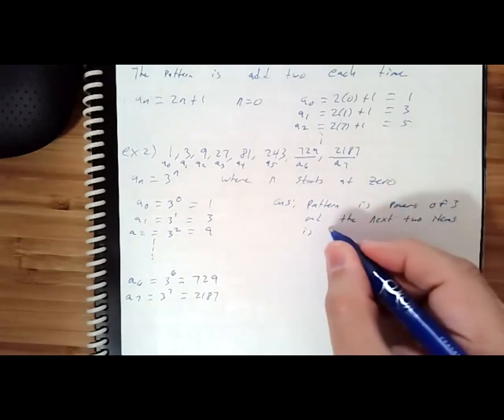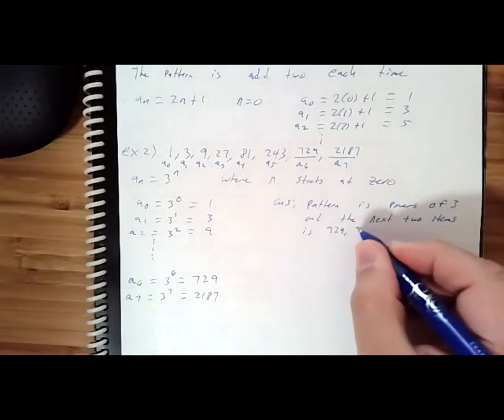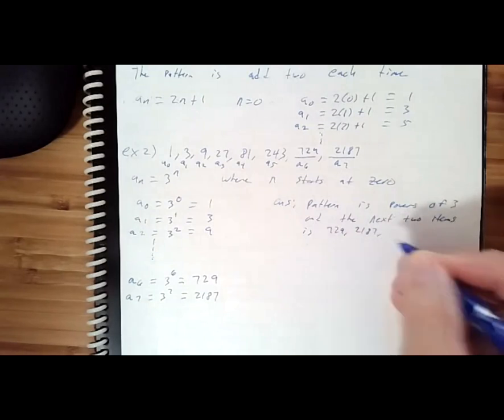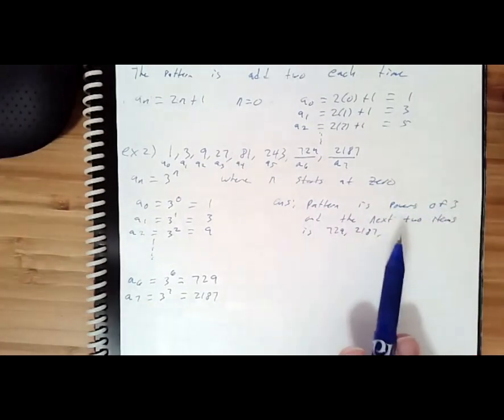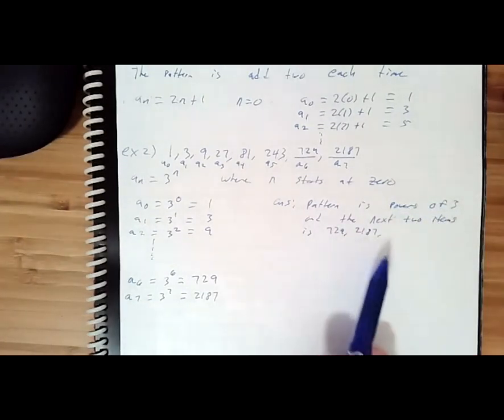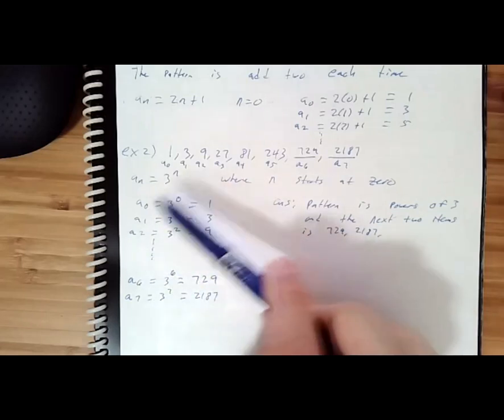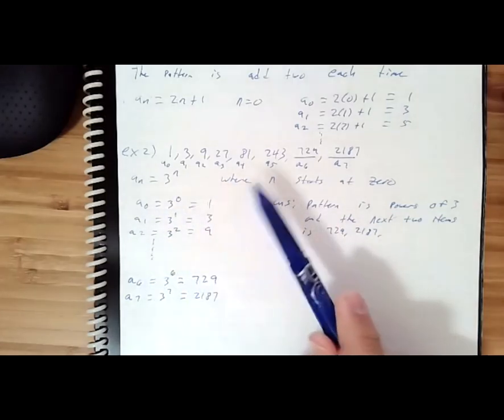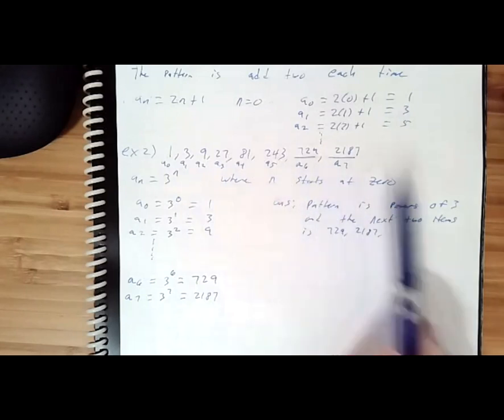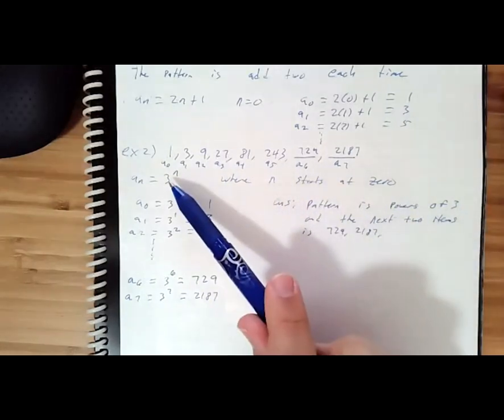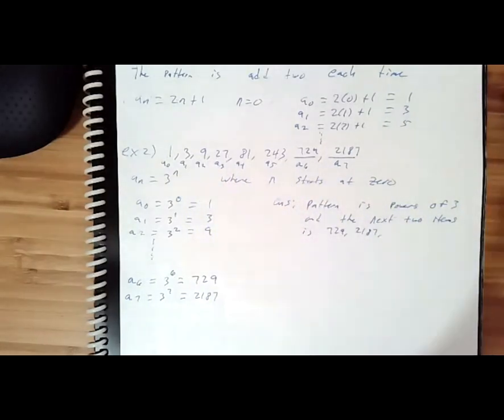is 729, 2187. So this is all they wanted. Like, identify the pattern, tell me the next 2. This right here is I'm just trying to show you how these are created, right? Once you find the formula, you can plug in any number and you'll find whatever term you want. If you want the 40th term, then plug in 40. Does that make sense?